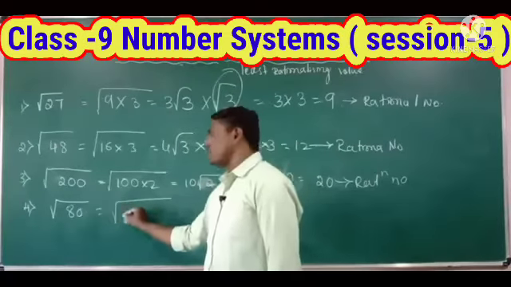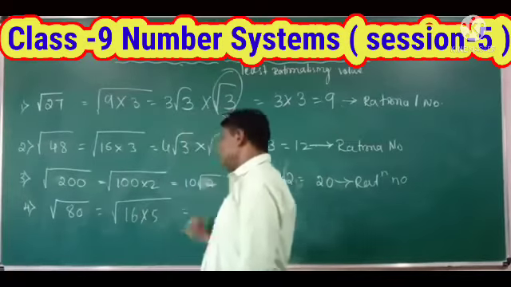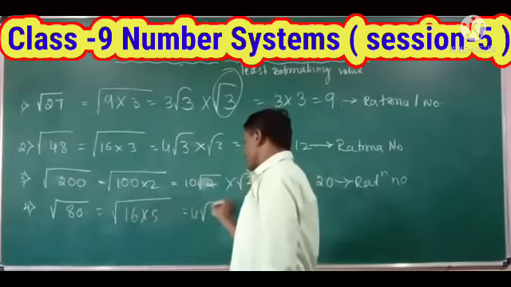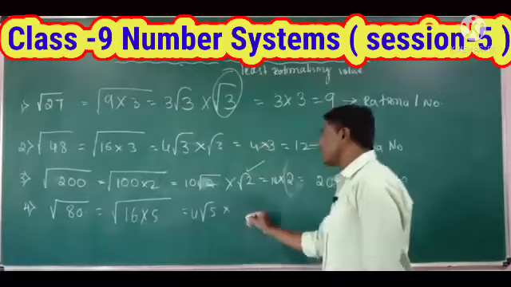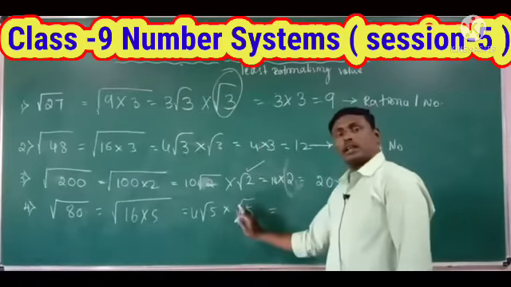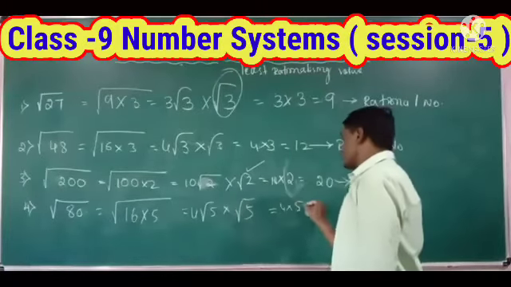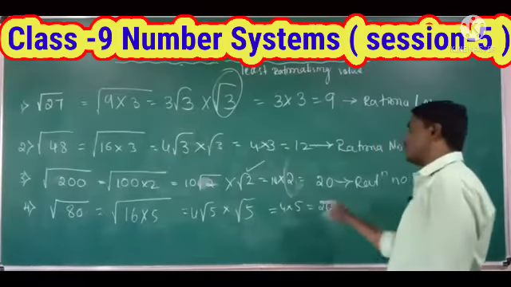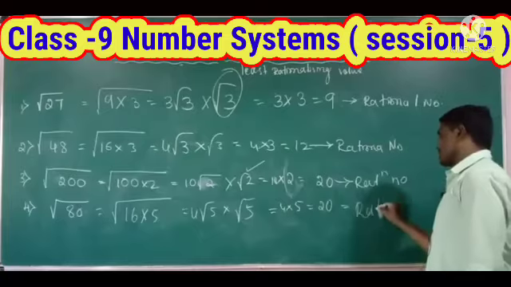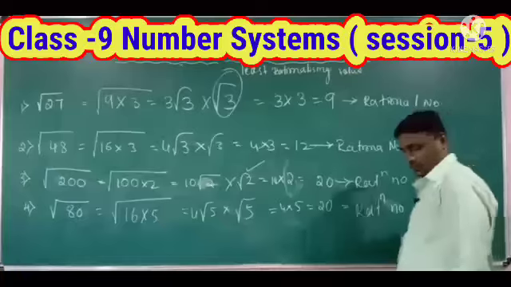Square root of 80 can be split as 16 into 5. The square root of 16 is 4, remaining root 5. What do we need to multiply here? The rationalizing factor is root 5. So root 5 into root 5, and 5 into 4, which is equal to 20. So 20 is a rational number.